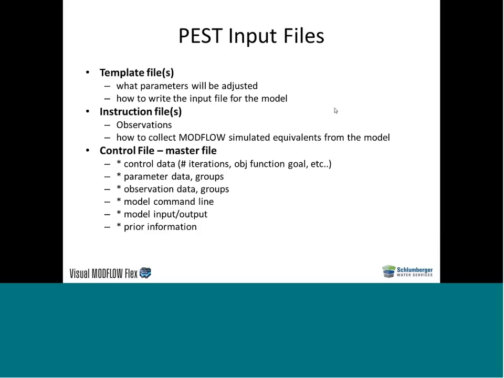The PEST control file is also called the master file, which contains a number of different data categories. It has the control data, which are those parameters such as the number of PEST iterations to run, which minimum objective function PEST should try and achieve, amongst other parameters. It has the parameter data and the associated groups. It contains the observation data and their associated groups. It also contains the prior information, which can be introduced through the course of regularization techniques.